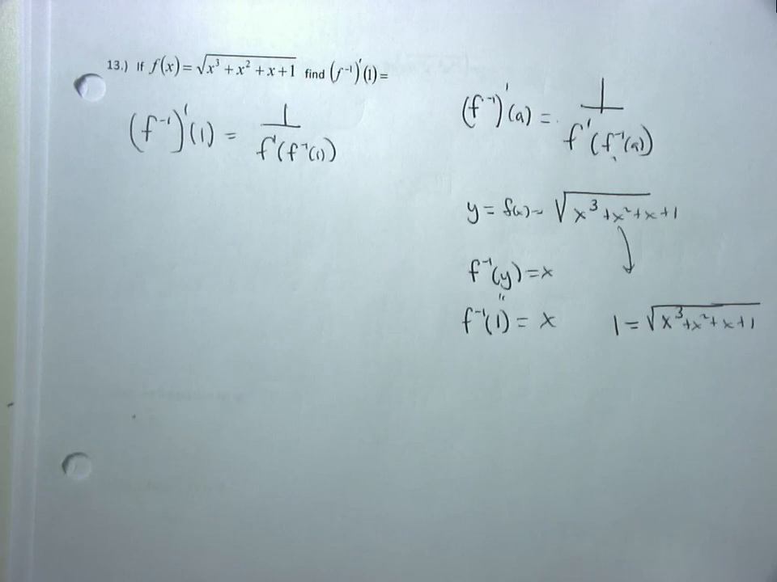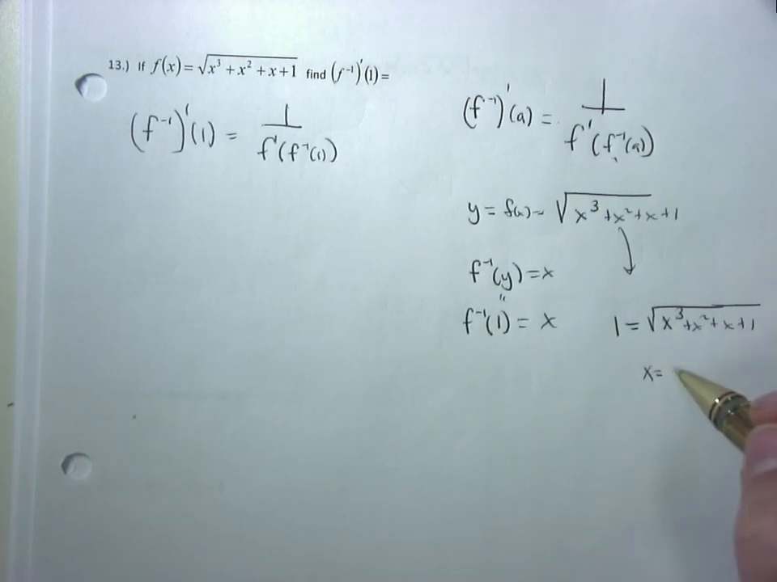Now again, you can solve this thing if you really want to, but you're supposed to look at it and tell what x has to be. It's a one-to-one function, so there's only got to be one answer. What is that? When I take a number and cube it, plus square it, plus add the number itself, and add 1 to it, and then take the square root of it, I get 1. What does that make x equal to? Got to be equal to 0.